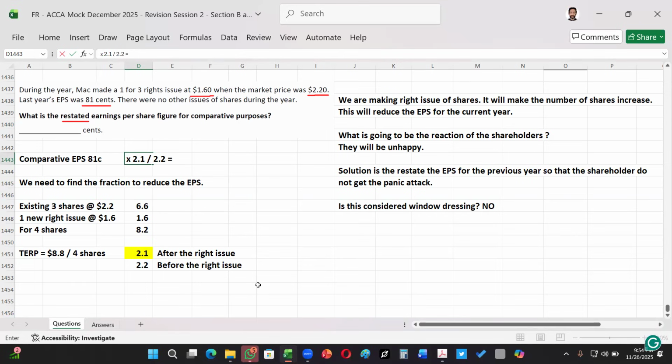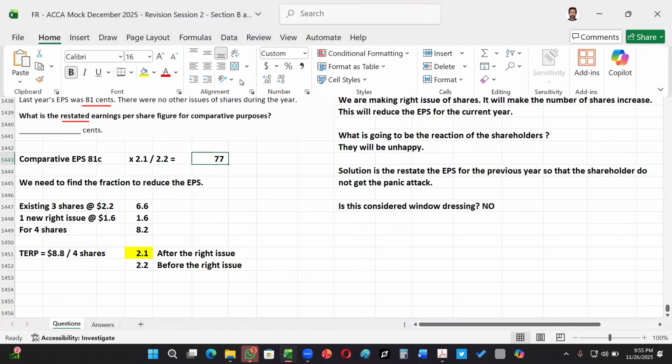Okay, so let's calculate this value. You see, in the previous questions, we have been using it the other way around because we had to increase the number of shares. But in this specific case, we discussed that we need to reduce the EPS for the previous period. Okay, so I hope you understand and make sense of it. So we take this 81 and we multiply it by 2.1 and divide it by 2.2. So the answer that we get is 77.